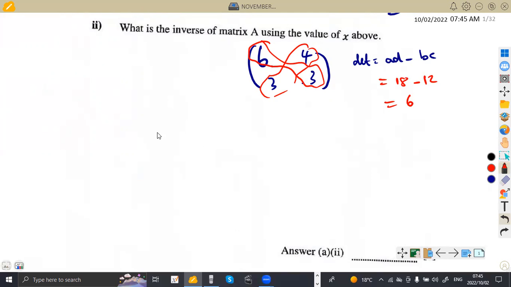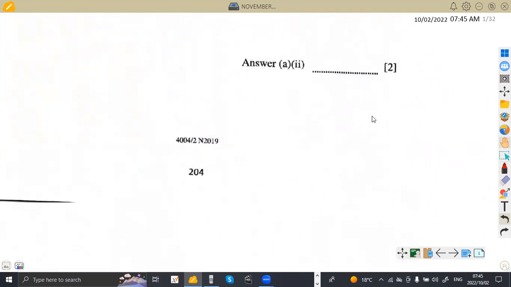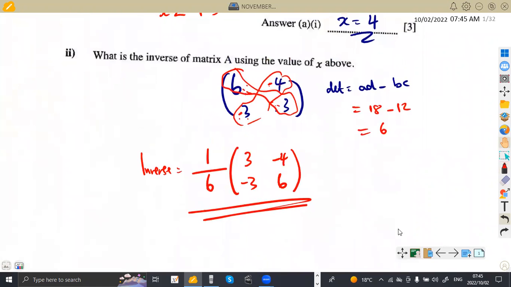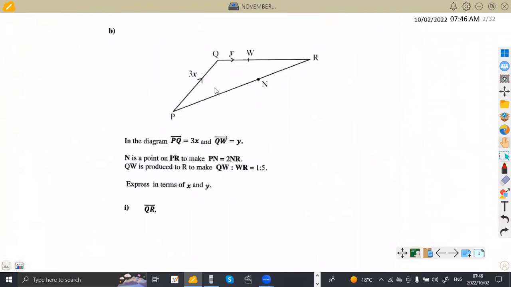Now to find the inverse, remember after finding the determinant, the inverse of the matrix is equivalent to 1 over the determinant. Then from this part, these two numbers in the major diagonal interchange their positions. So this is 3 and this is 6. In the minor diagonal, you multiply by a negative. So it's negative times 4, which is negative 4, negative times 3, which is negative 3. So that becomes the inverse of the given matrix. That is what we had from this part, guys. As you can see, it was actually pretty clear. Let us see the other part, which is the B part.